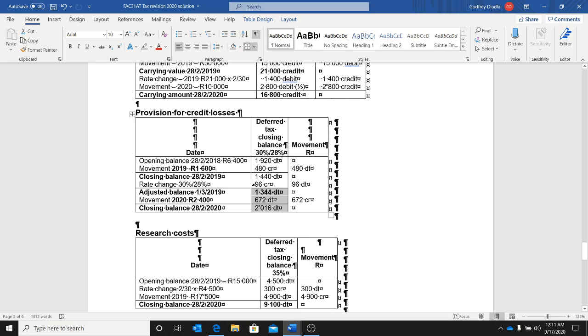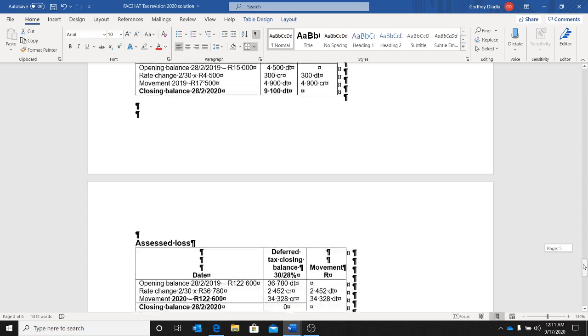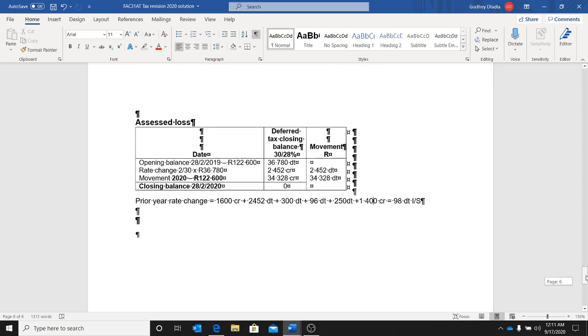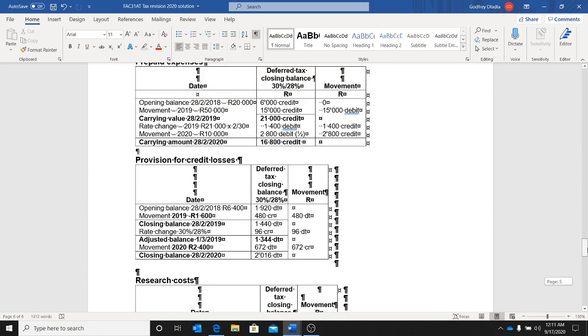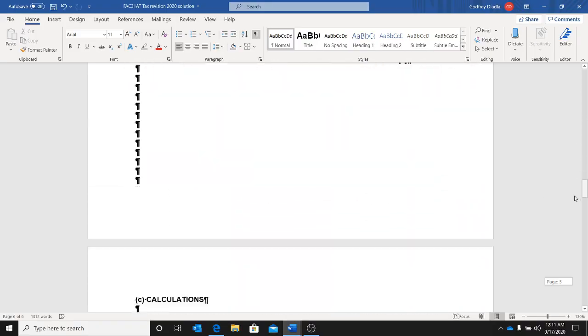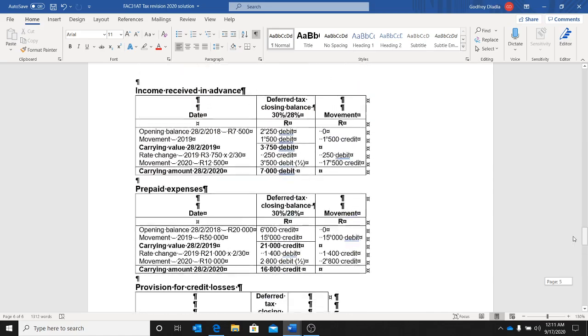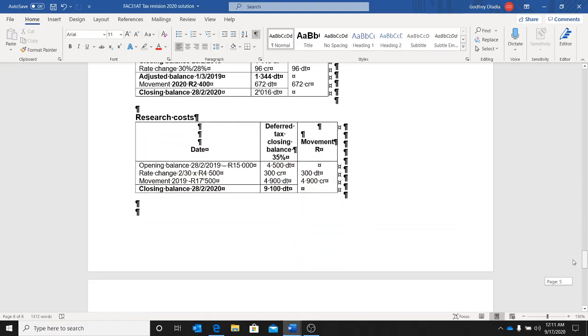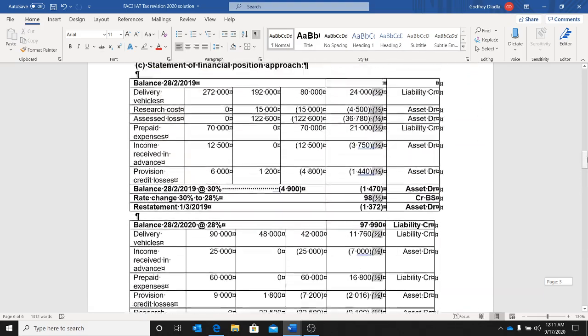Now you'll see the 96 represents provision, right, which is here. So let's count these categories. 1, 2, 3, 4, 5, 6. Like I said when I was highlighting that side, there are 6 categories under temporary differences. For each category, you must calculate its own rate change. Okay. Now you can proceed with these calculations how I've been doing them, like I did under provision. You'll then see that they give you the answers.